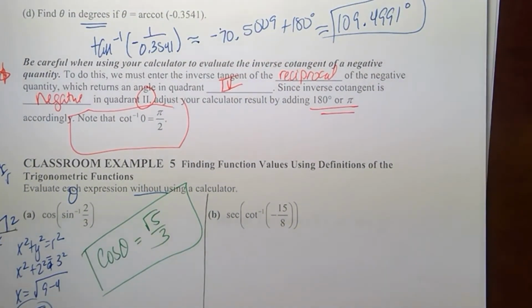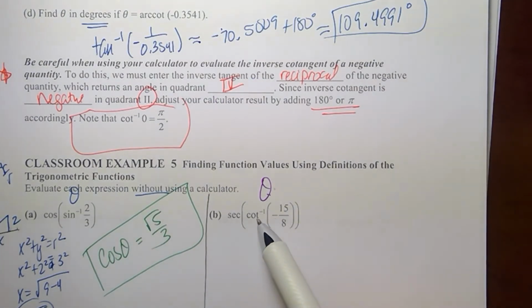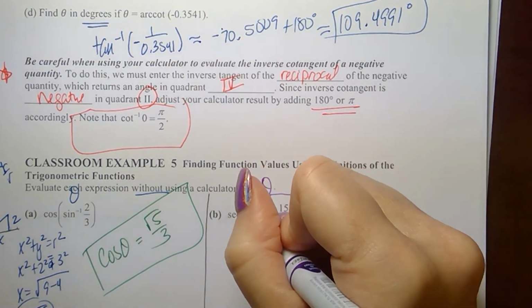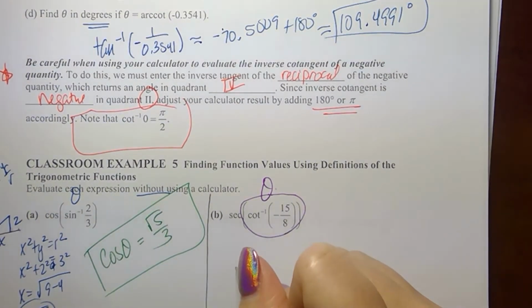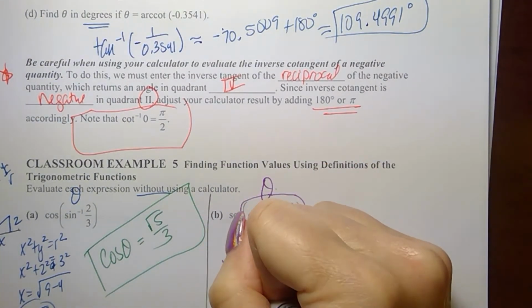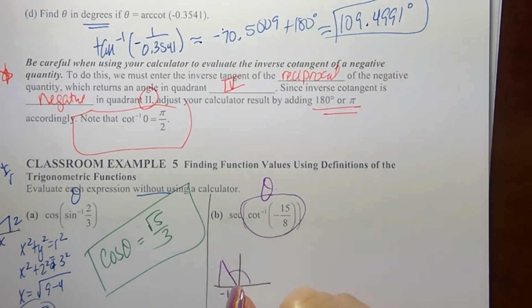Let's look at B. My question here for B: what is the secant of some angle theta? And what I know about theta is that its cotangent function value is negative 15 over 8. Well, cotangent is negative in quadrant 2. So I know that this is my angle theta with a negative 15, because cotangent is x over y, negative 15 over 8, and I need to find r.